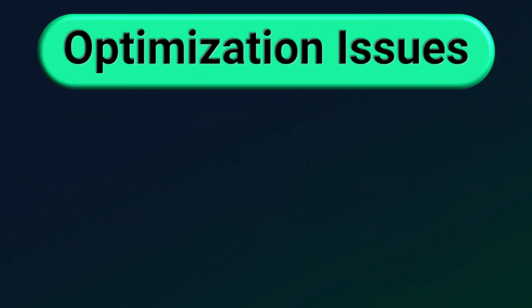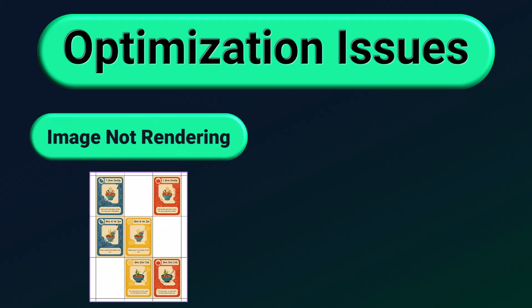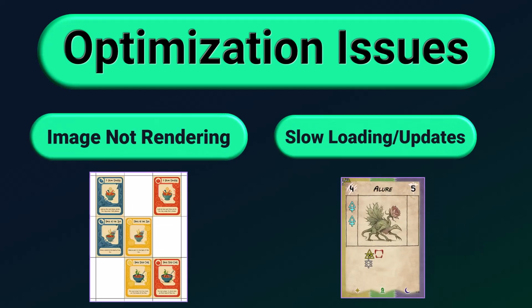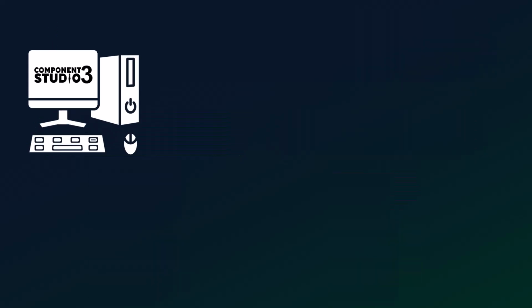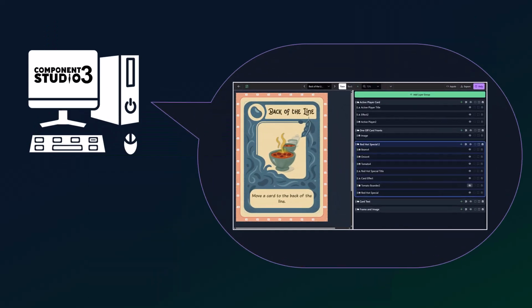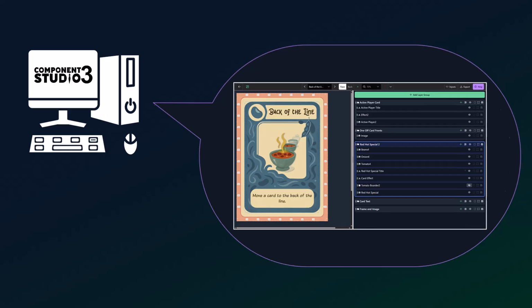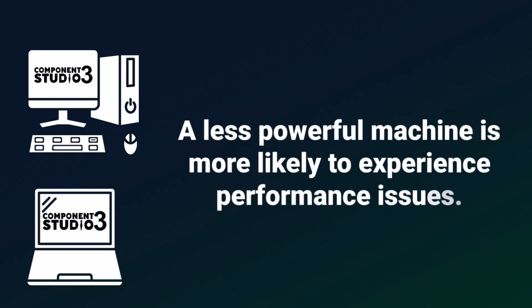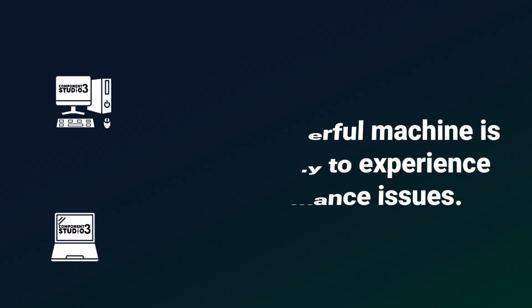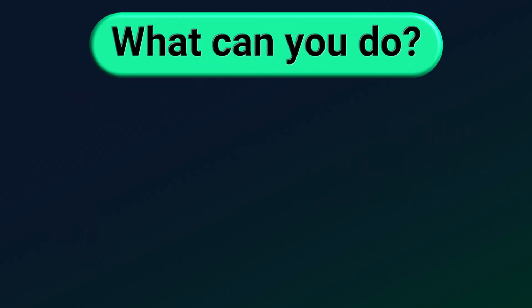Some of the issues you might face due to poor image optimization include images failing to render during export and designs being slow to load or update. Component.Studio leverages your system to render and display designs. While it contains many optimizations, a less powerful machine will experience some of these issues more frequently than a more powerful one. There are several things you can do on your end to keep your projects running optimally.